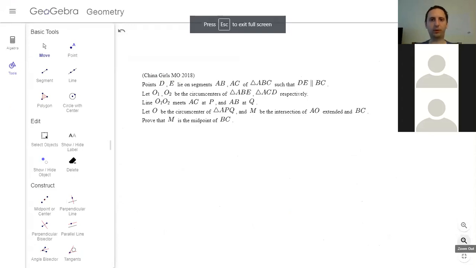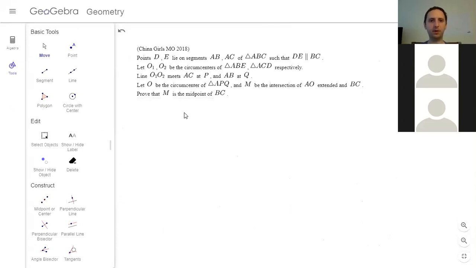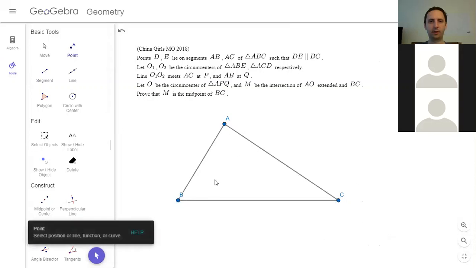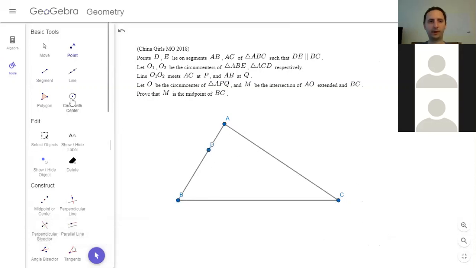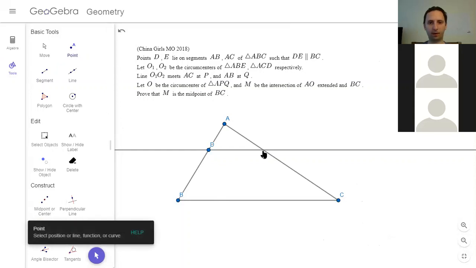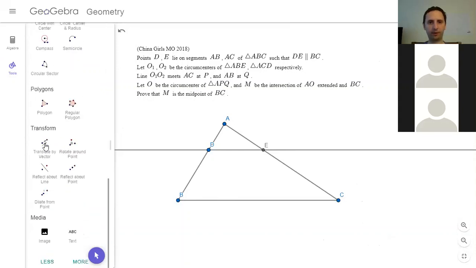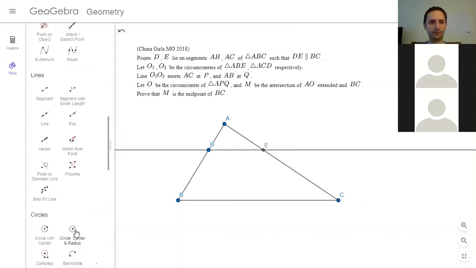All right, so this is 2018. So we have a triangle ABC, and then D and E are any two points on AB and AC, so that DE is parallel to BC. All right, I might erase this later, but I'm going to keep it for now. So okay, so we draw the circumcircles of ABE and ACB.